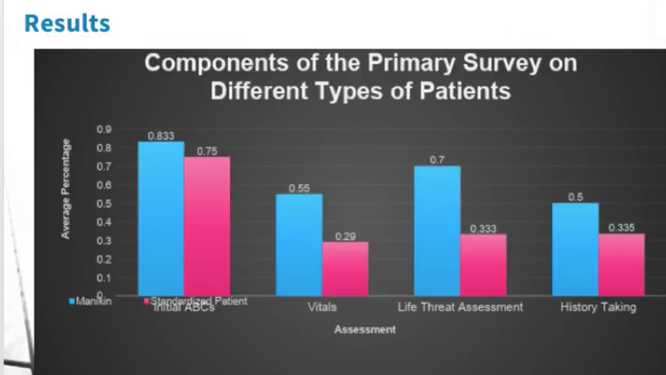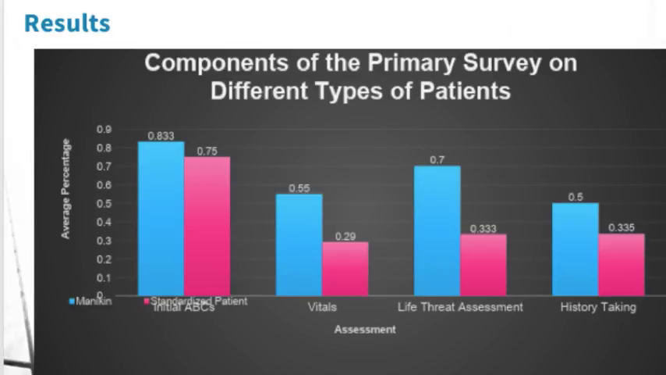If you look at the next bars, we are talking about life threat assessments. So students were marked if they either physically did it, so did a wet check, looked for obvious trauma, or they could just rule it out and say, based on my patient, I don't need to do that, and that was fine as well. 70% completed this for a mannequin, and 33% on a standardized patient.